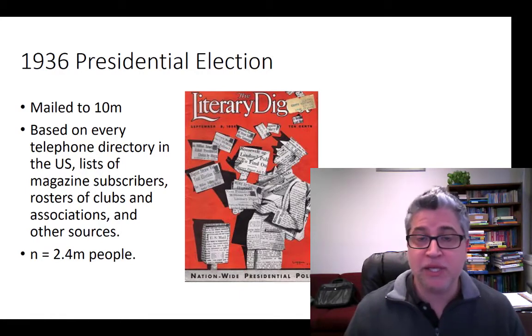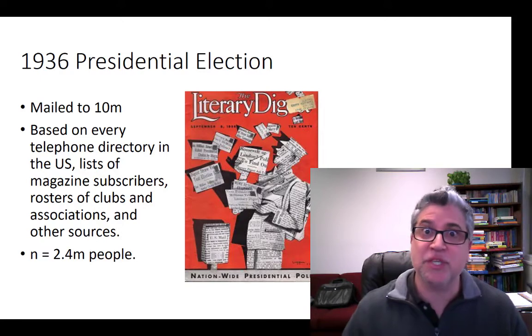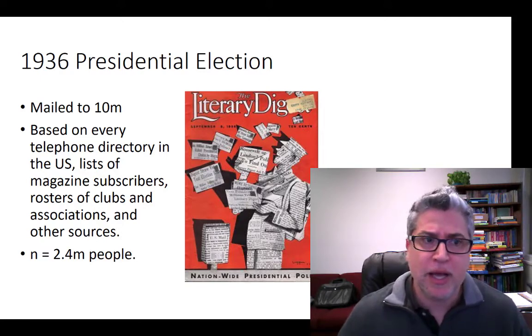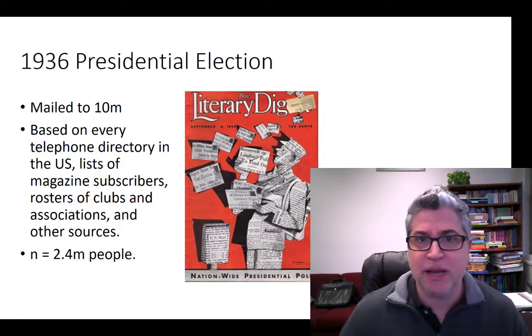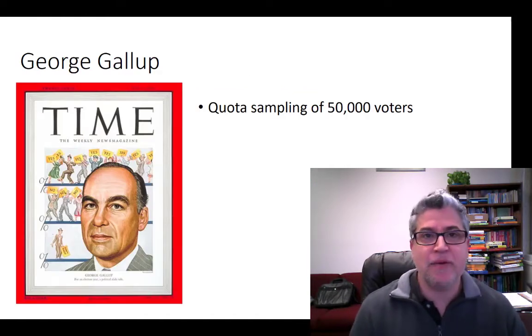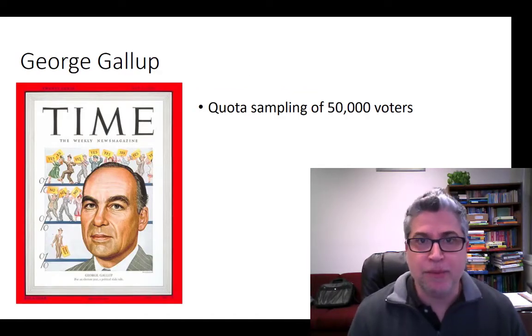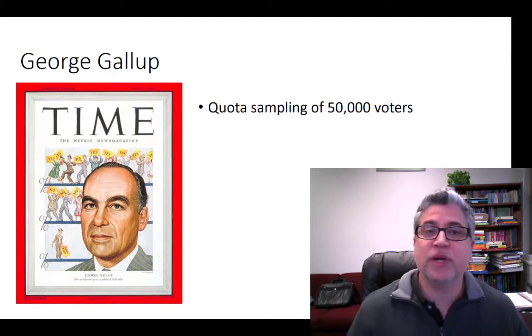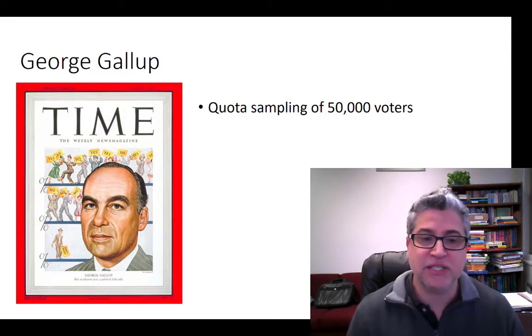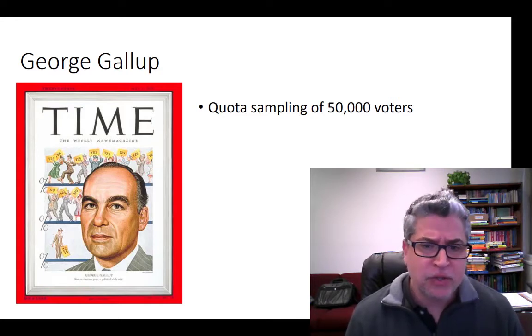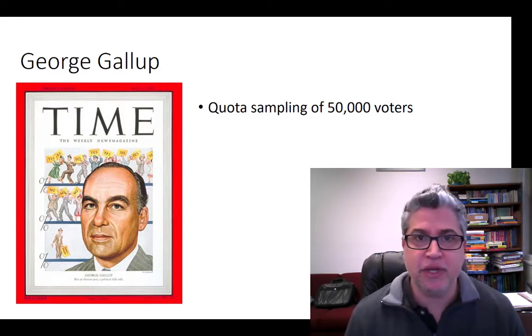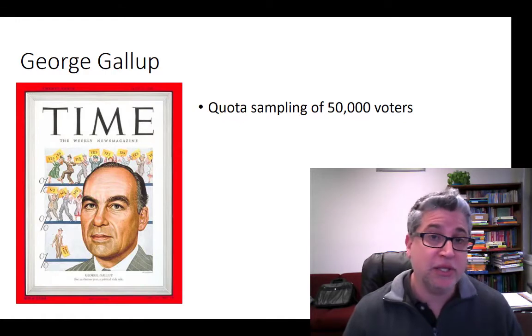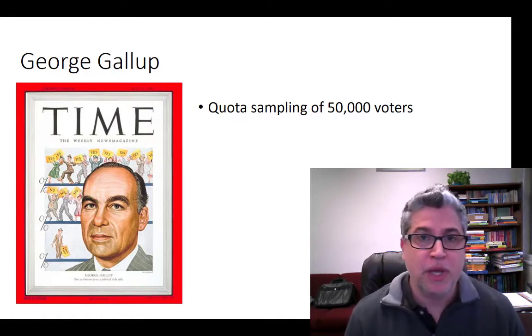Now they come out publicly with this proclamation, with this prediction, and at least one person was very skeptical. This guy right here. His name was George Gallup. And you might have heard of the Gallup poll. This was an organization that he founded. He was a statistician. And he used a completely different method of sampling, of selecting people into his little group of, turns out, 50,000 voters.